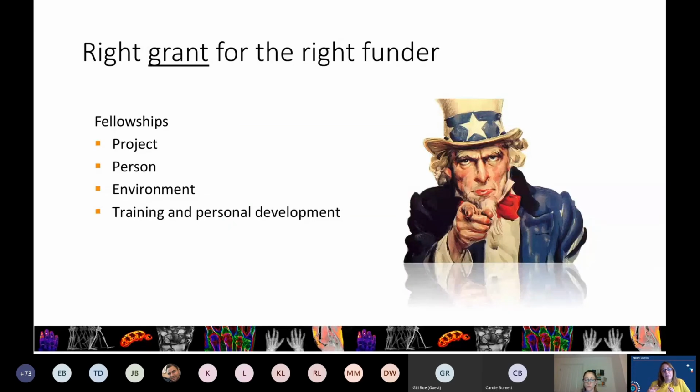And finally, just a brief mention on fellowships. Now, fellowships are like gold dust, and the reason they're like gold dust is because they're very generous, and they are absolutely around funding the person. So while most of the others talk about the project, and they will worry about the team and the environment, the fellowships generally tend to be funded equally on 4 different elements.